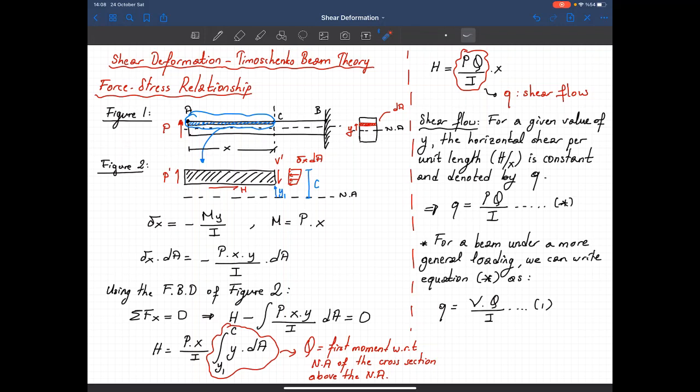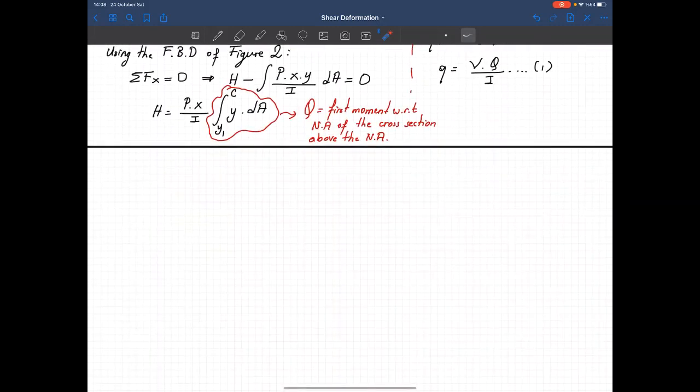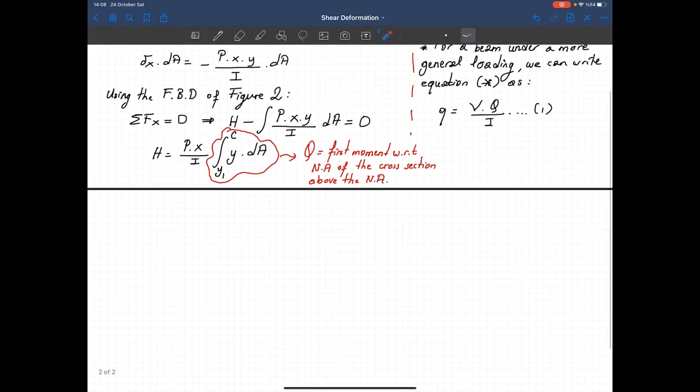Okay, now we obtained a relationship between shear force and the shear flow, but still I will need a relationship with the shear stress. So let's do that. Now I will draw the beam section, or the beam one more time.